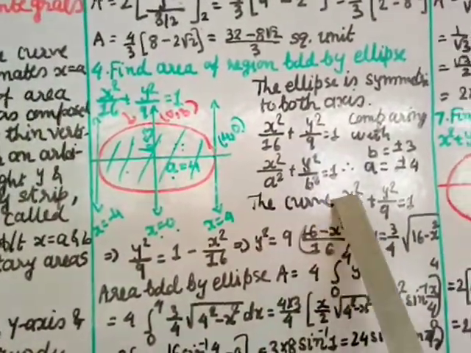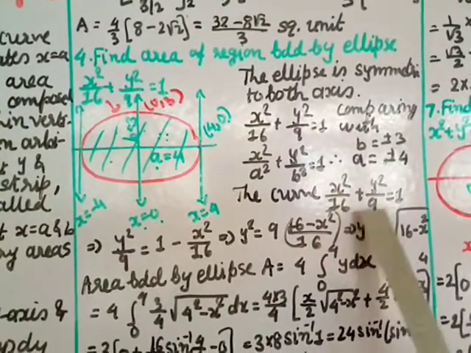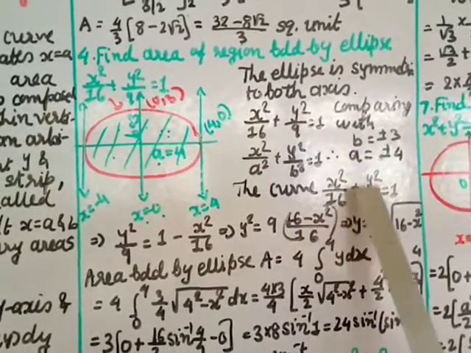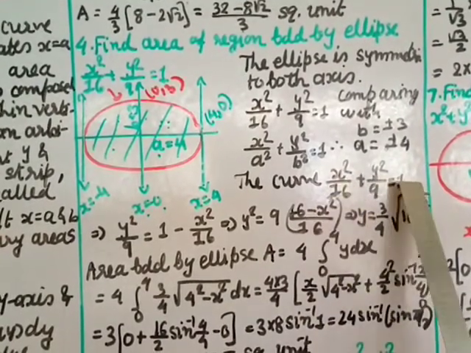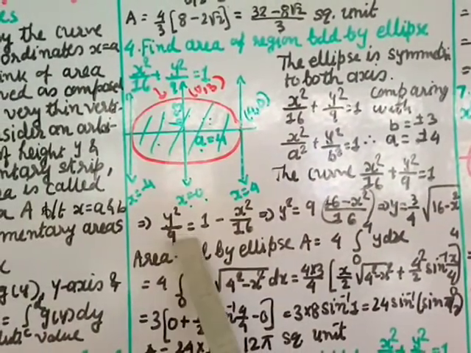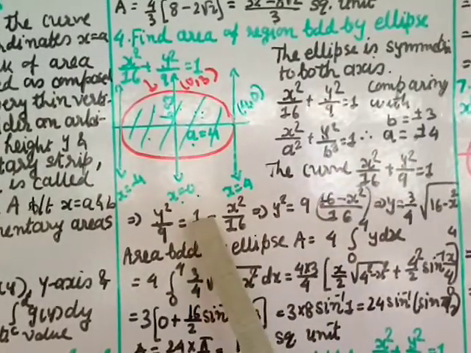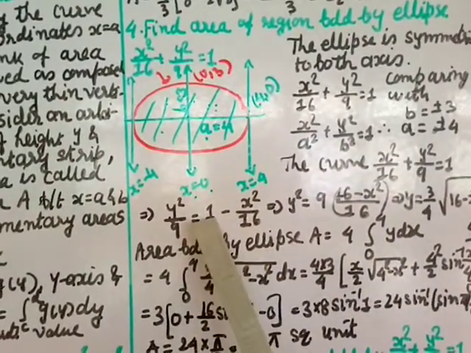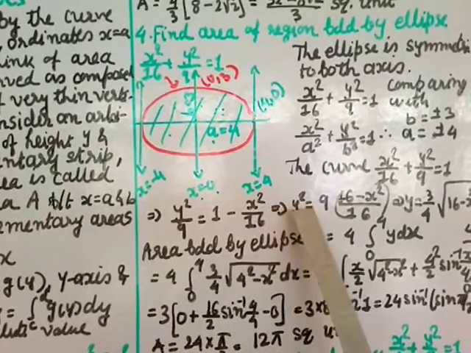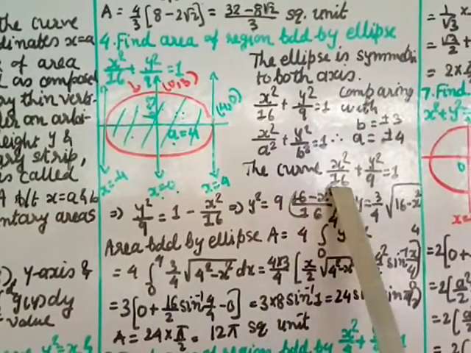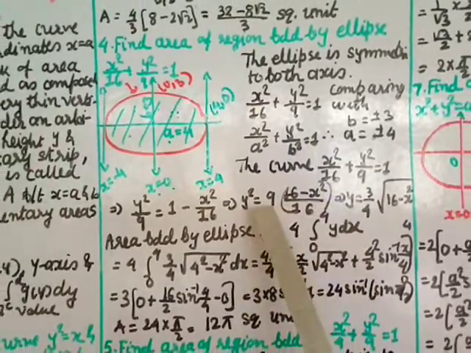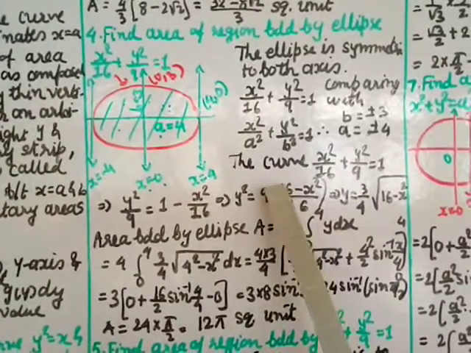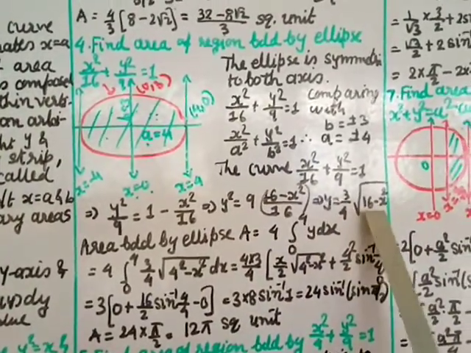Now the curve x square by 16 plus y square by 9 is equal to 1. From here I'll make y the subject. The x term I'll transfer here, so y square by 9 is equal to 1 minus x square by 16. Taking LCM and transferring 9 here, y square is equal to 9 times (16 minus x square) by 16. Taking the square root on both sides, y is 3 by 4 times the square root of 16 minus x square.